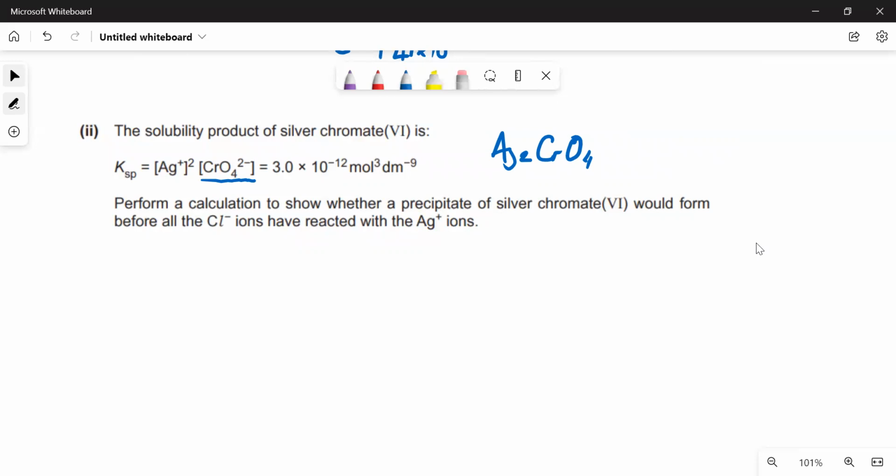Right. So the moles of chromate added, let's write that down first. The moles of chromate is going to be equal to the concentration of the chromate multiplied by the volume. The concentration of the chromate, they told us in the original question, was 0.25 moles per decimeter cubed, and the volume they add is 1 centimeter cubed.